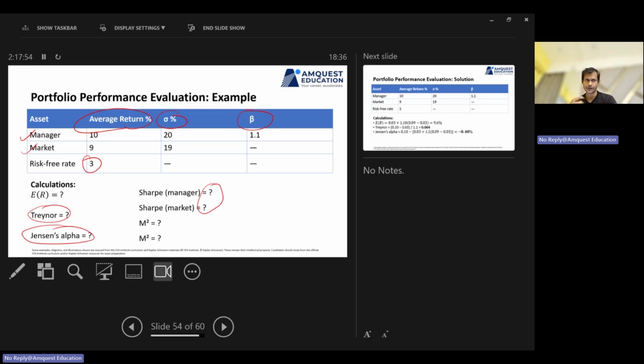Compute for me first the expected return, then compute the Treynor ratio, then the Sharpe ratio, and then the Jensen's alpha. We'll do M-square later in the end together. Okay, let's start. Let's do one by one. So I'll give you guys 5 minutes. Take a pen, paper, look at the sum, and try to compute all the numbers one by one. Okay, then we'll debrief the solution together. Okay, start, guys.